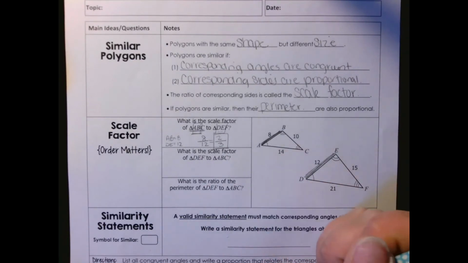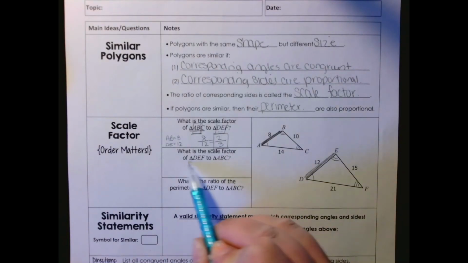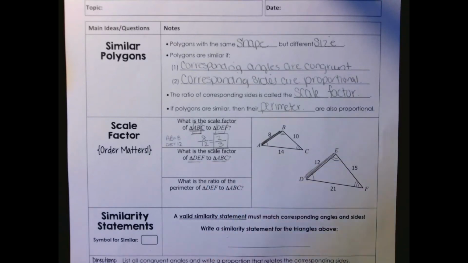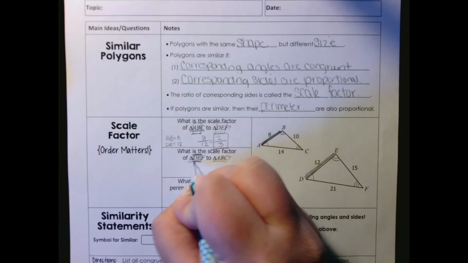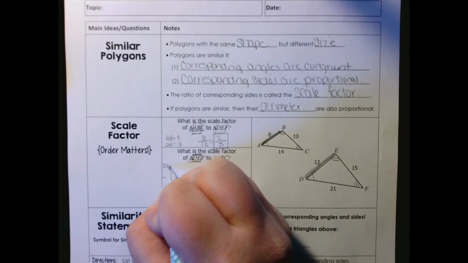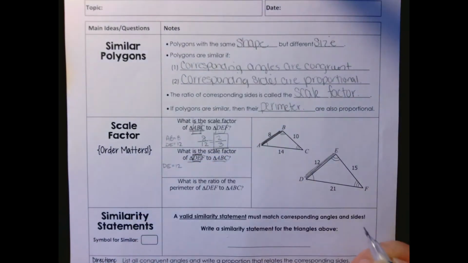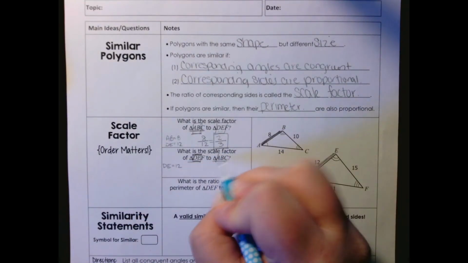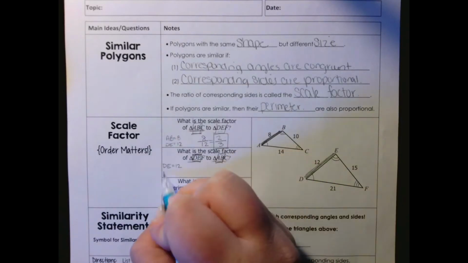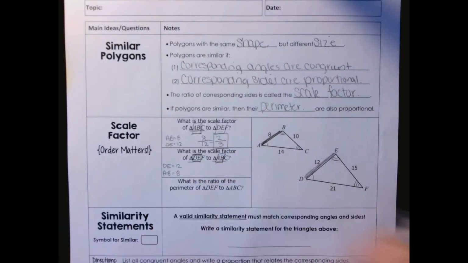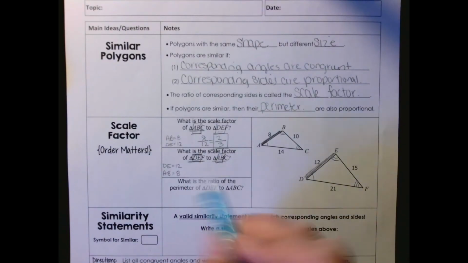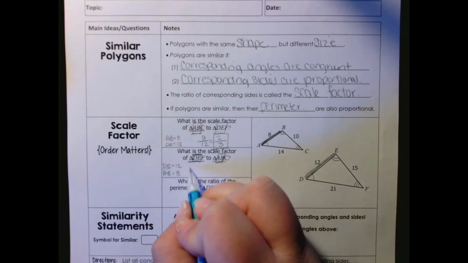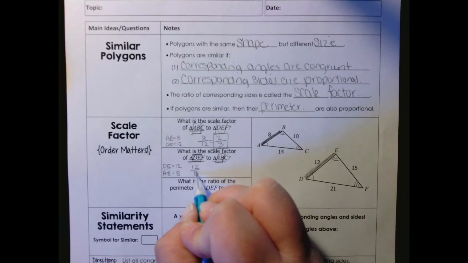Now I'm looking at the scale factor of triangle DEF to triangle ABC. So I switch the order of them. So I'm going to look at the same exact sides. So looking at DE, we knew DE was 12. And then looking at AB again, we know AB was 8. Once again, we're going to set up that ratio, but since triangle DEF came first, DE is going to go on the top. So it's going to be 12 divided by 8.